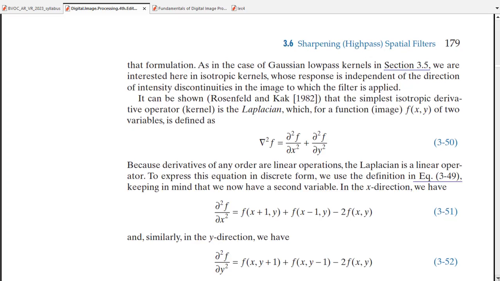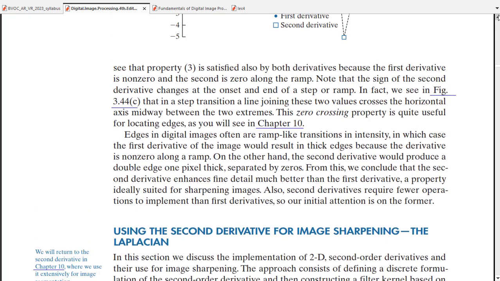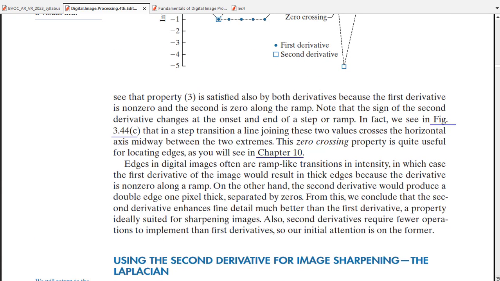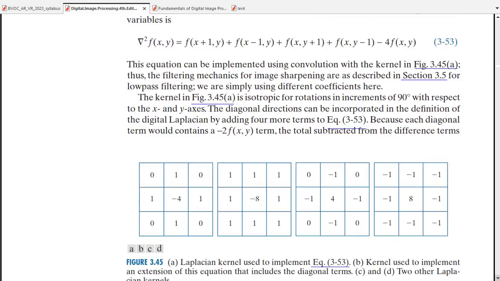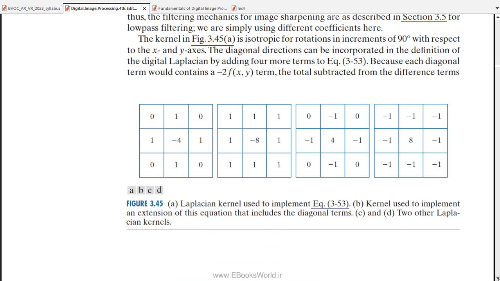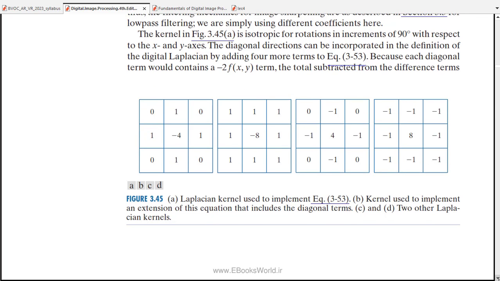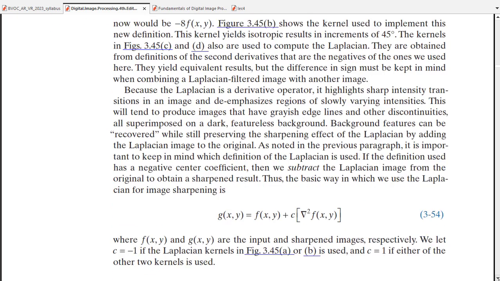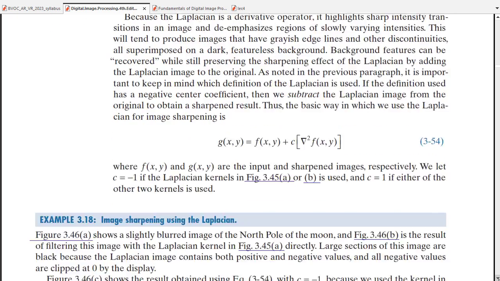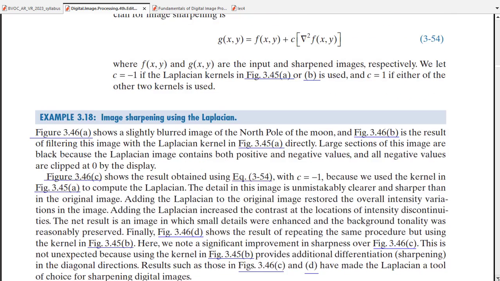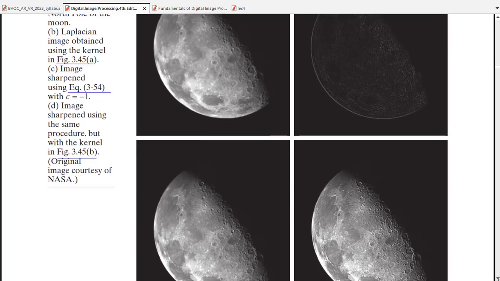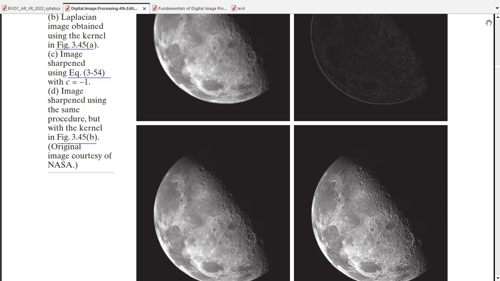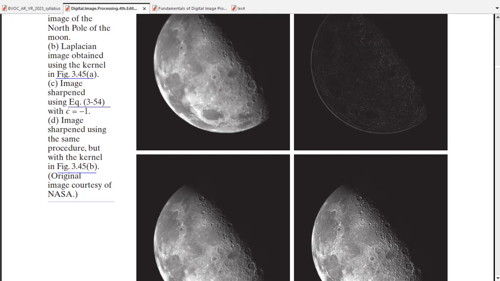Among these, the Laplacian kernel takes the nearest neighbors, the surrounding pixels, to help us understand the Laplacian role in image sharpening. Here is a blurred image of the moon, the north pole of the moon. We will see the type of information produced from the level with C value of -1.